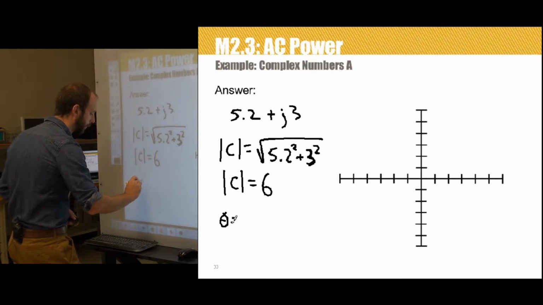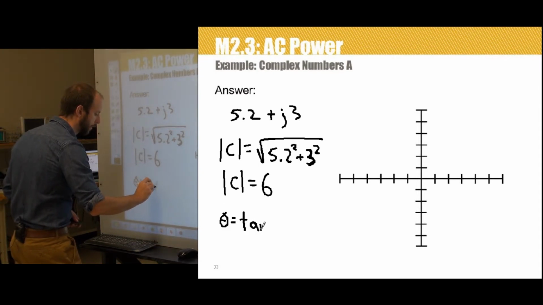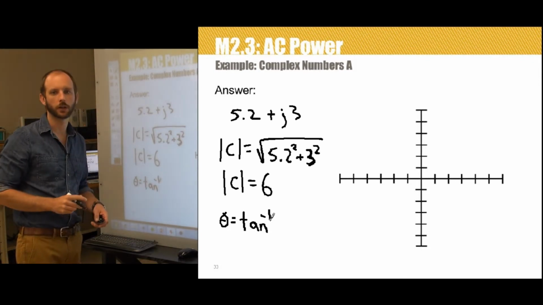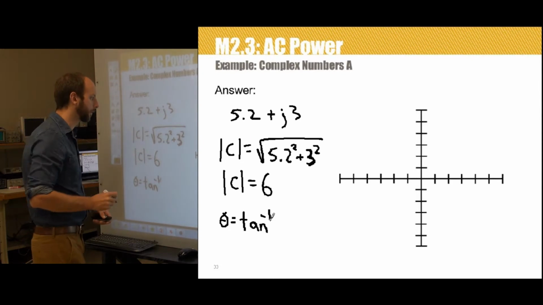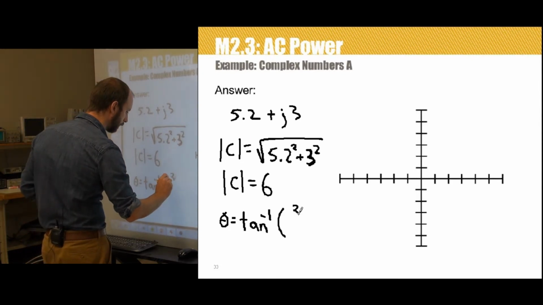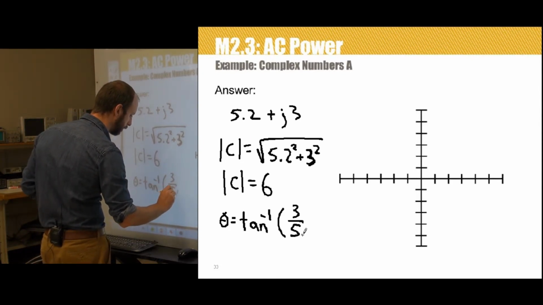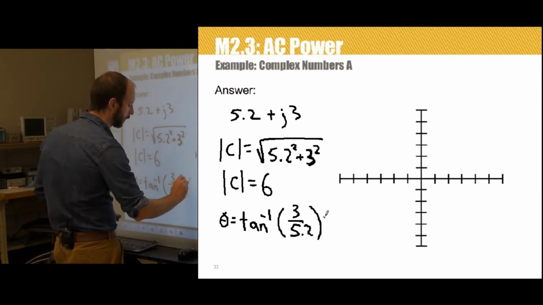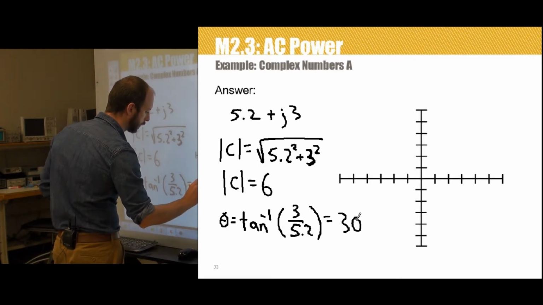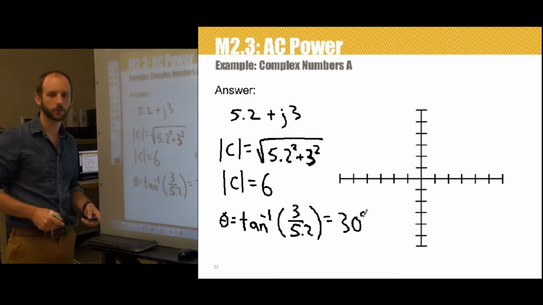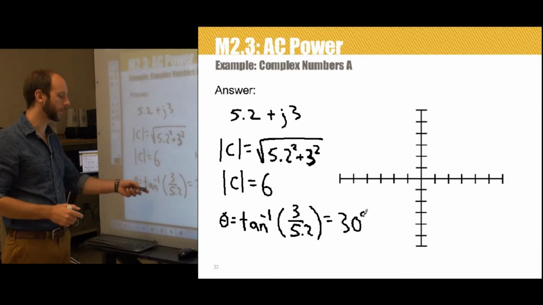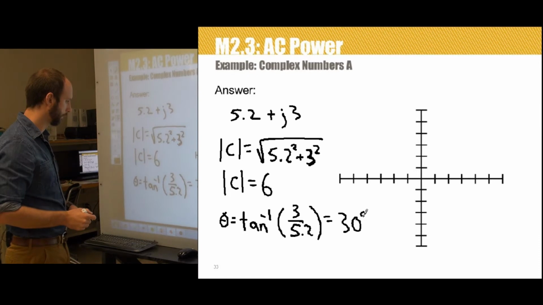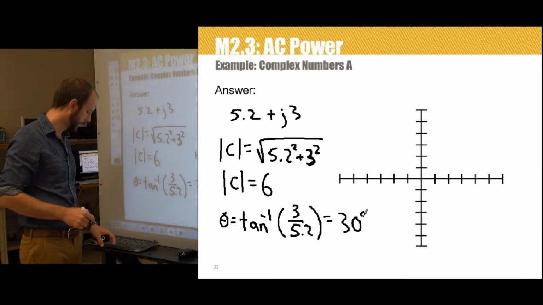theta is equal to the arctan of B over A, right? So in this case, it's going to be the arctan of 3 divided by 5.2. And not too surprisingly, we get 30 degrees. So 5.2 plus j3, doing that conversion, we get 6 at an angle 30 degrees. If we were going to write that as an exponential, it would be 6e to the j30 degrees. I'm not going to graph it because it's the same point.